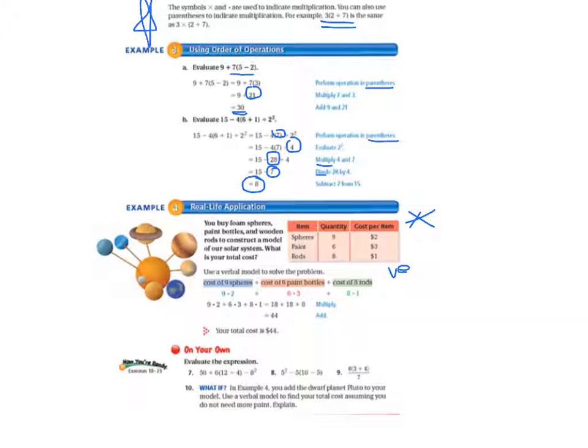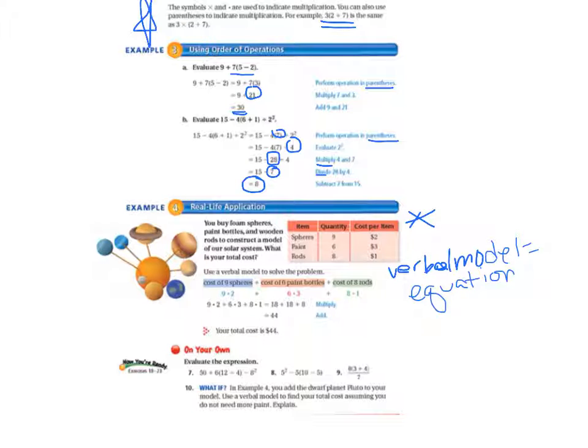I'm going to write that down because this is something that Go Math did not cover, but it's a term that Big Ideas does use. Verbal model equals equation. So you might want to stick that in your notes because you're going to come across it in this book quite a bit. So it says use a verbal model to solve the problem.